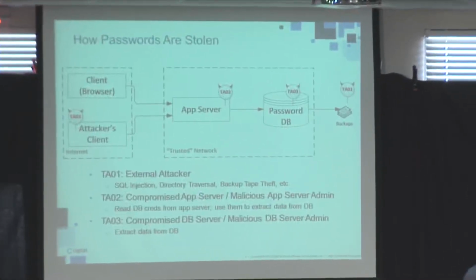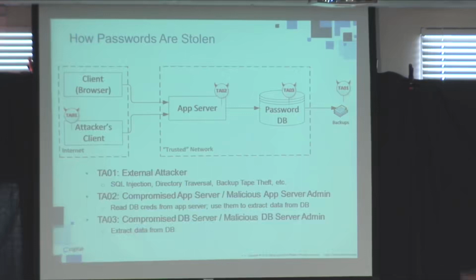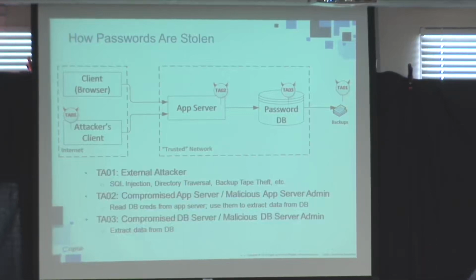So for a typical web application, we've got our application server, we've got our database server, maybe we've got some backups of our database, and we've got some browsers. We've got people from the outside connecting into our application, and how do our passwords typically get stolen? I'm sure you've heard of many, many instances of password databases getting compromised, and there's the external attackers that we're worried about, who might be able to conduct attacks like SQL injection to get to our passwords, or maybe even get to our backup tapes. So, for example, getting stuff from a storage shed.